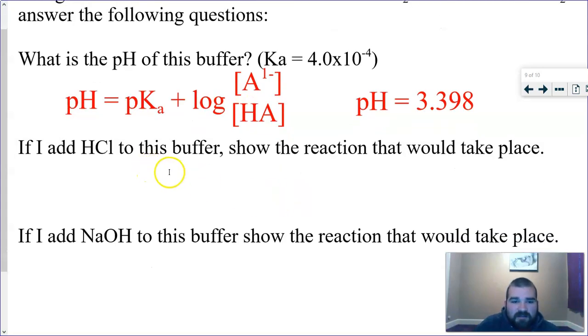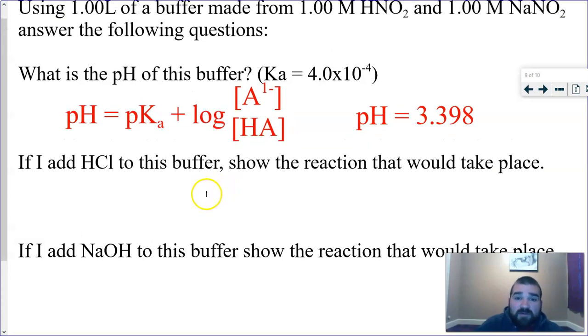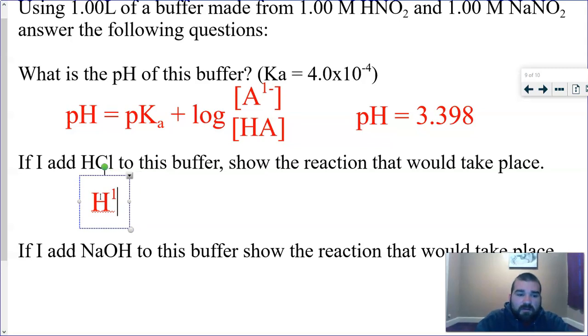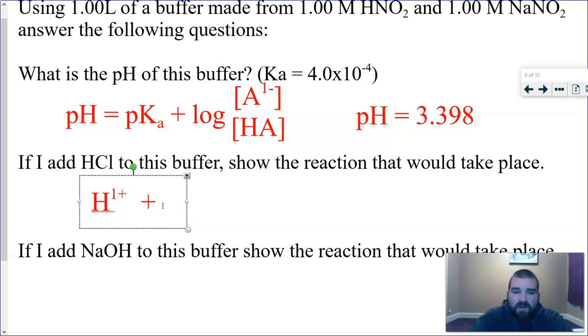If I add hydrochloric acid to this buffer, show the reaction that would take place. All right, so this is like showing what buffers do, right? We're adding strong acid. So strong acid is H1 plus. Again, the chloride from our HCl is still technically in solution, but it's kind of irrelevant because with the strong acid, all we care about is the H1 plus.